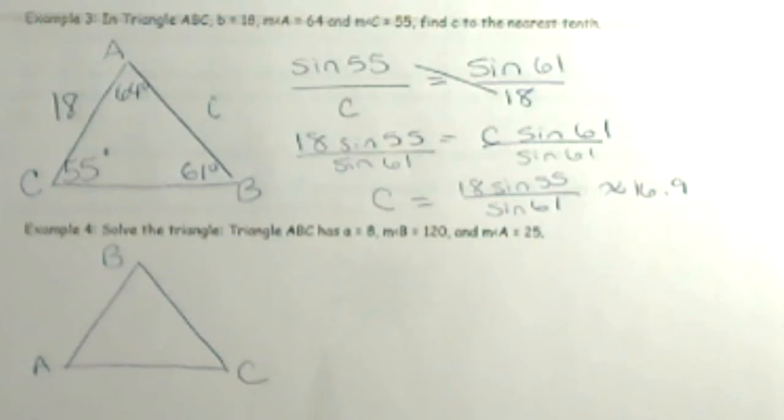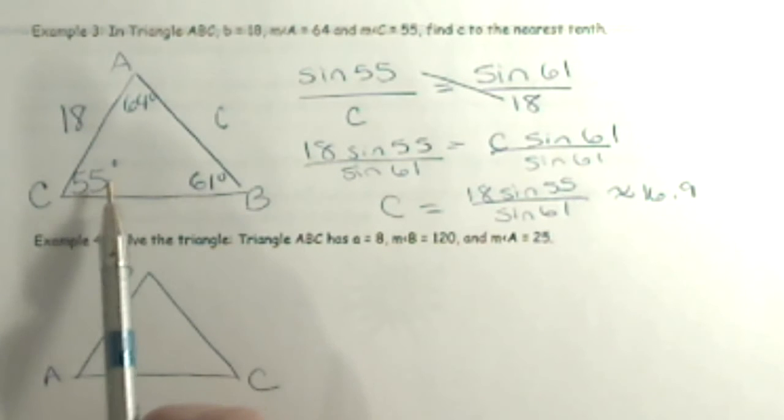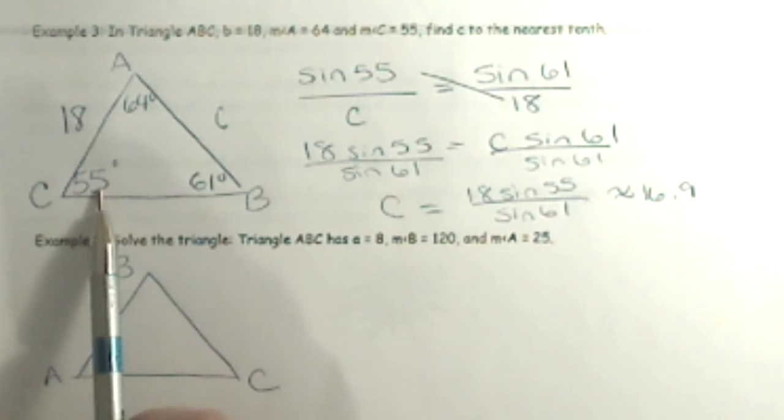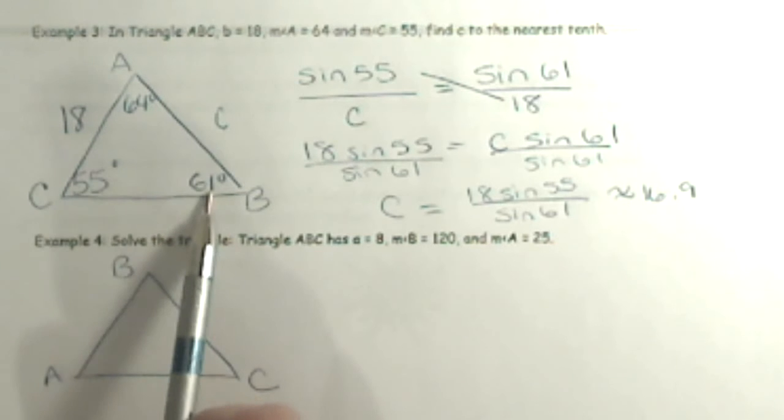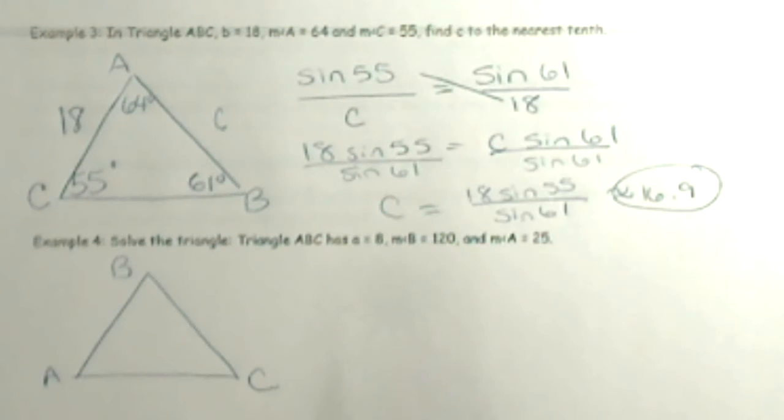We'll check that that makes sense. For the side c, 16.9 is opposite a smaller angle, and a bigger side is opposite a bigger angle. And yes, we do have that. So the length of the unknown side is about 16.9.